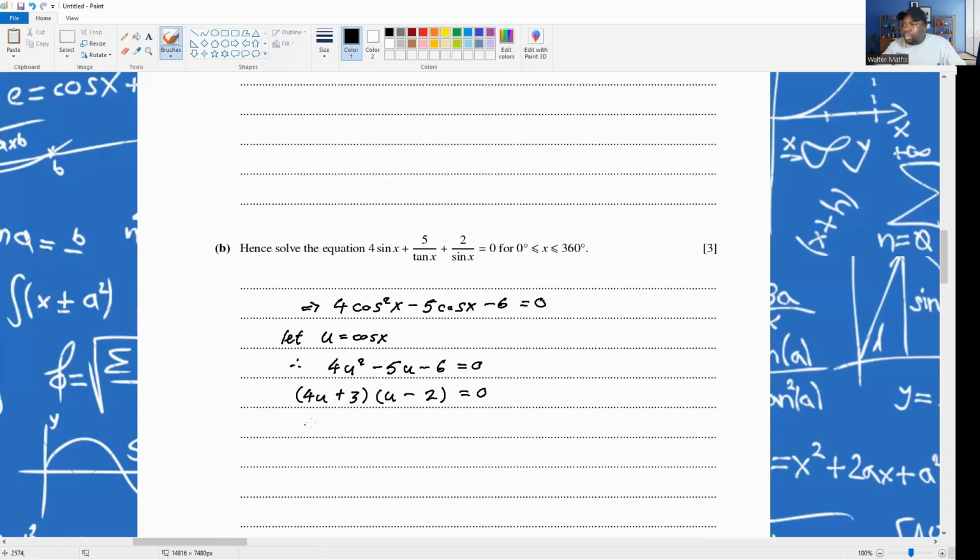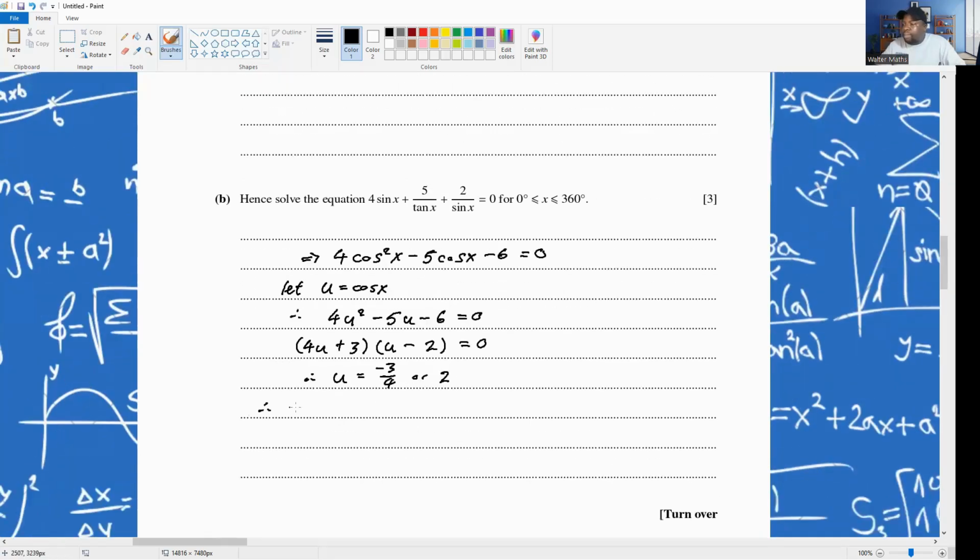All right, so it means that the values of u will be -3/4 or 2. So these are the two possible values of u. All right, so taking back the cos x, it therefore means that cos x is equal to -3/4. But 2 will give us no solution. Okay, because the function cos x only has values that range between -1 and 1. So 2 is out of that range, and so we'll have no solution with 2.